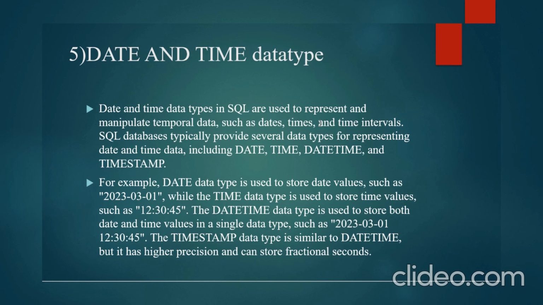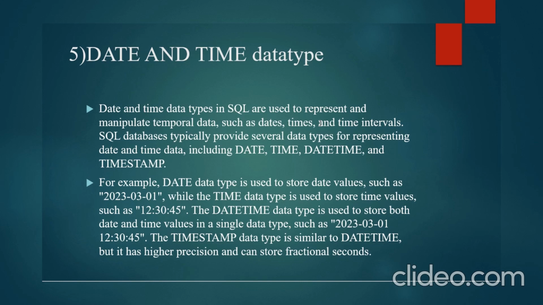The datetime data type is used to store both date and time values in a single data type, such as 2023-03-01 12:30:45. The timestamp data type is similar to the datetime data type, but it has higher precision and can store fractional seconds. The date and time data types are used for storing date and time related values.